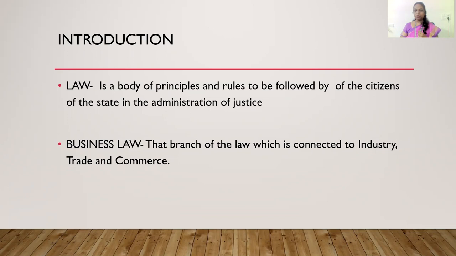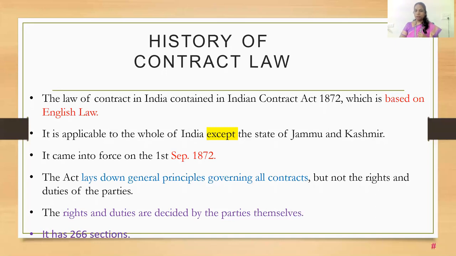So, what is business law? It is that branch of the law which is connected to industry, trade, and commerce. So, law is nothing but a set of rules and regulations, a body of principles that governs every citizen in a country. And every law that is connected with business is called business law. Contract law is a part of business law, and this contract law comes under the Indian Contract Act of 1872. The Indian Contract Act of 1872 is based on English law. It originated from English law.